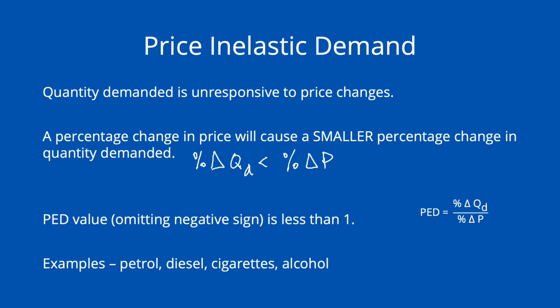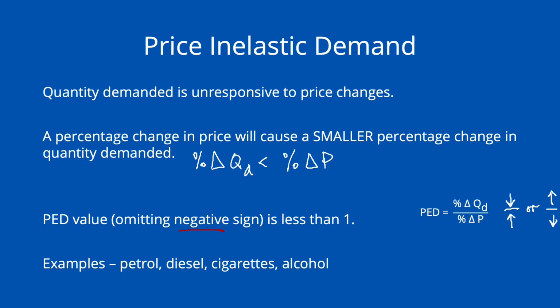A key idea is that PED figures will always be negative. This is due to the inverse relationship between price and quantity demanded. Any percentage increase in P will lead to a percentage decrease in QD, and any percentage decrease in P will lead to a percentage increase in QD. After omitting this negative sign, goods with price inelastic demand will have a PED value that's less than 1. Examples of such goods include petrol, diesel, cigarettes, and alcohol.